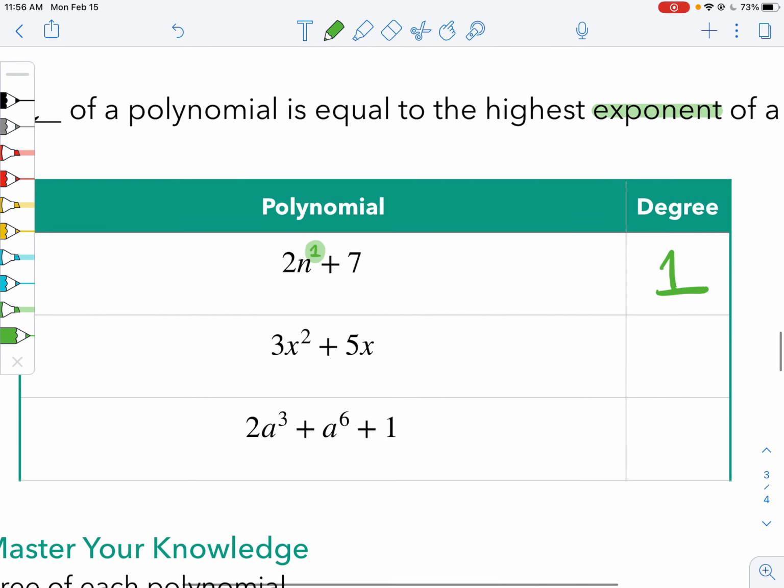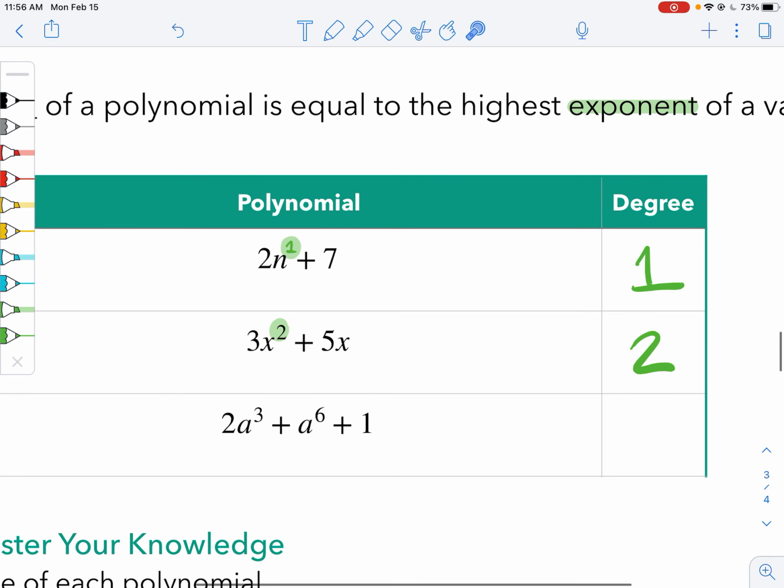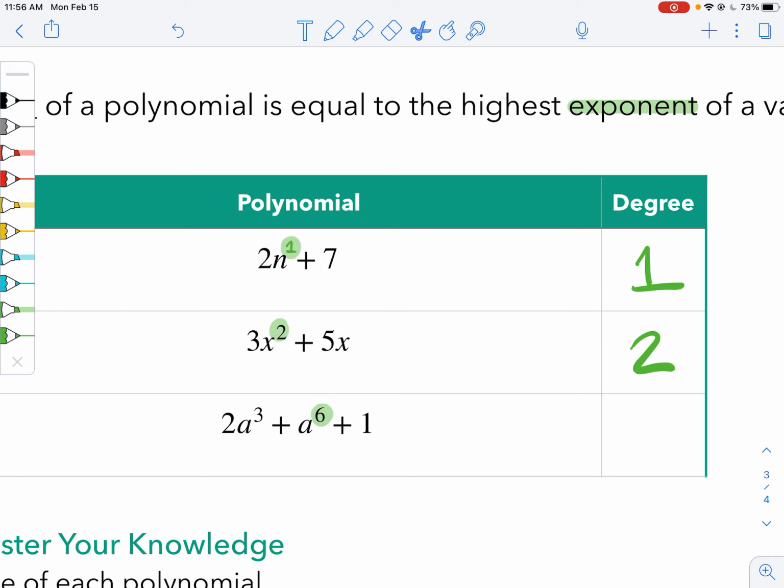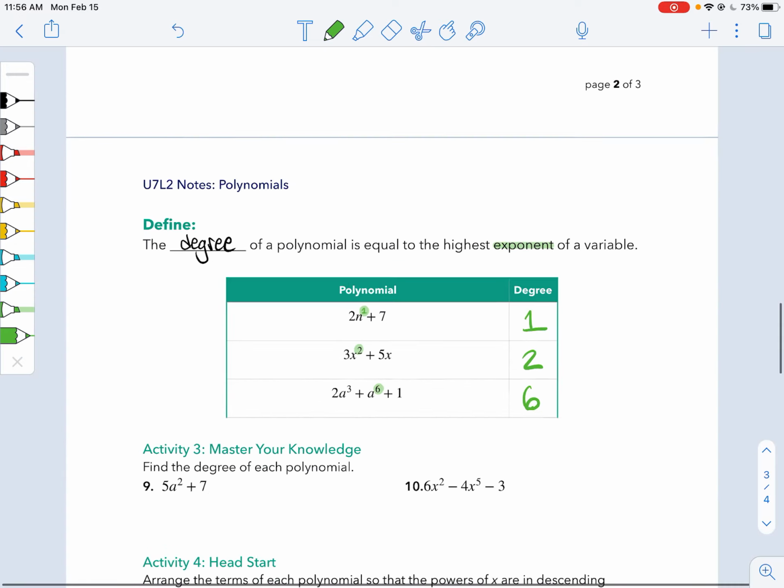Here, the highest exponent is 2. So we say this is a second degree polynomial, or a polynomial with degree 2. This guy right here, you'd think it's 3, right? Because that's the first one, but guess what? 6 is actually the highest one. So we say that this is a polynomial of 6th degree, or a polynomial with degree 6.